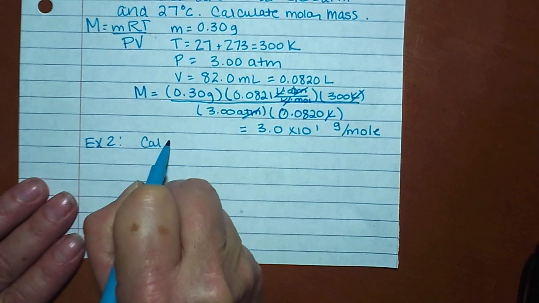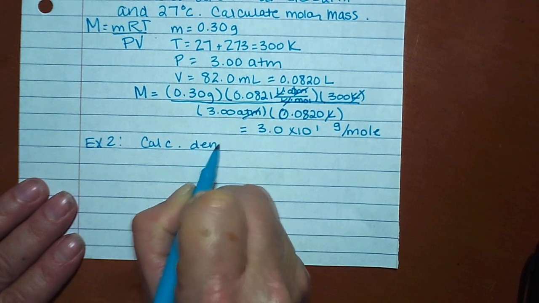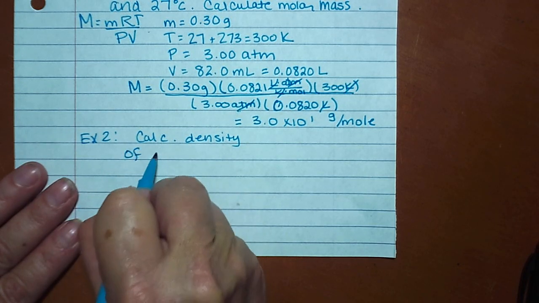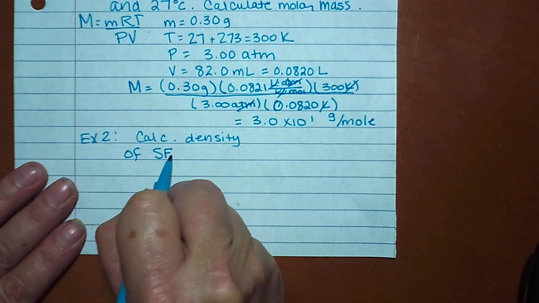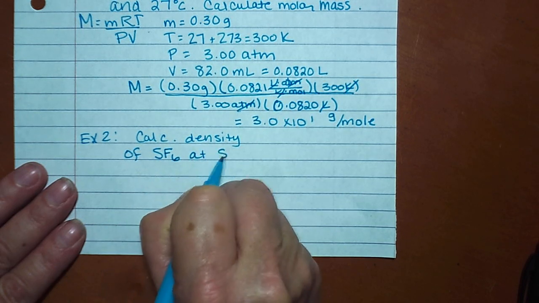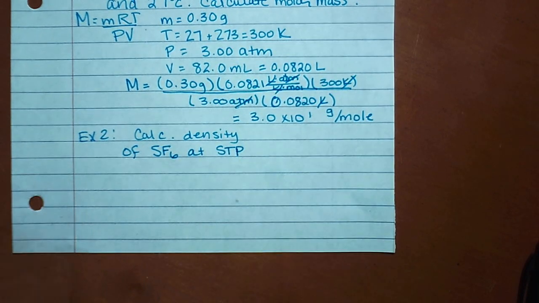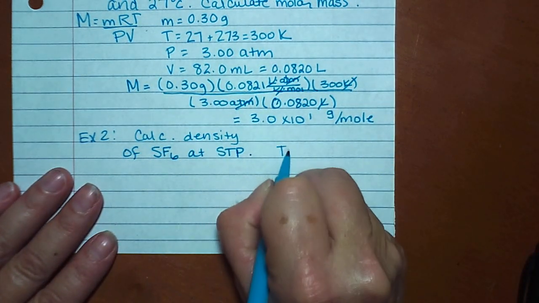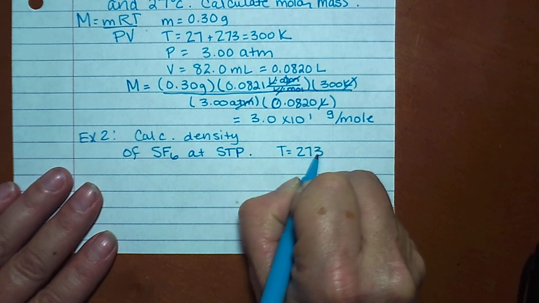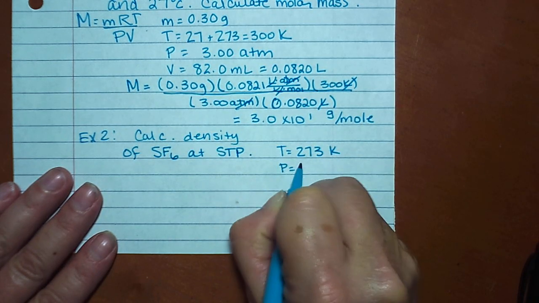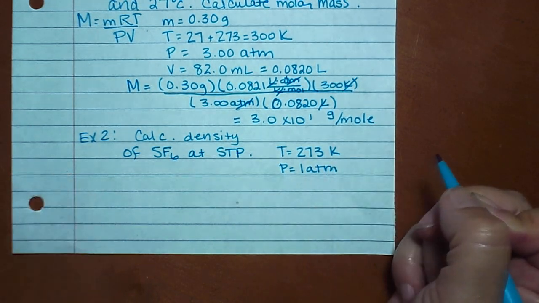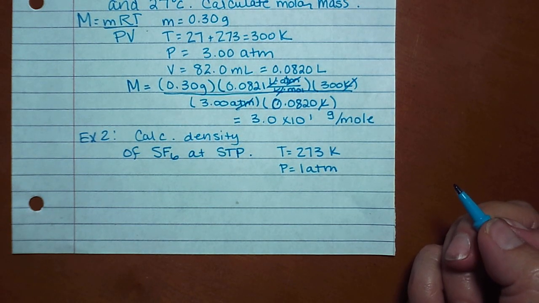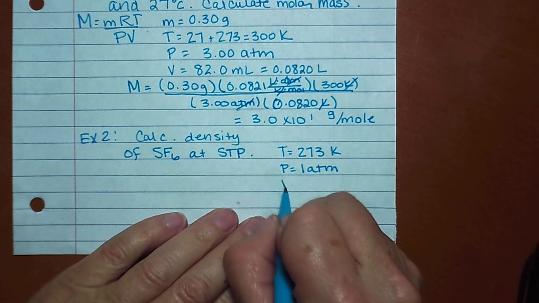Okay, example 2. Calculate the density of sulfur hexafluoride at STP. All right, so STP, we have temperature, 273 Kelvin, pressure, 1 atm, right? So that's all I need, right? I guess I could just put in a volume. Let's just put in 1 liter.